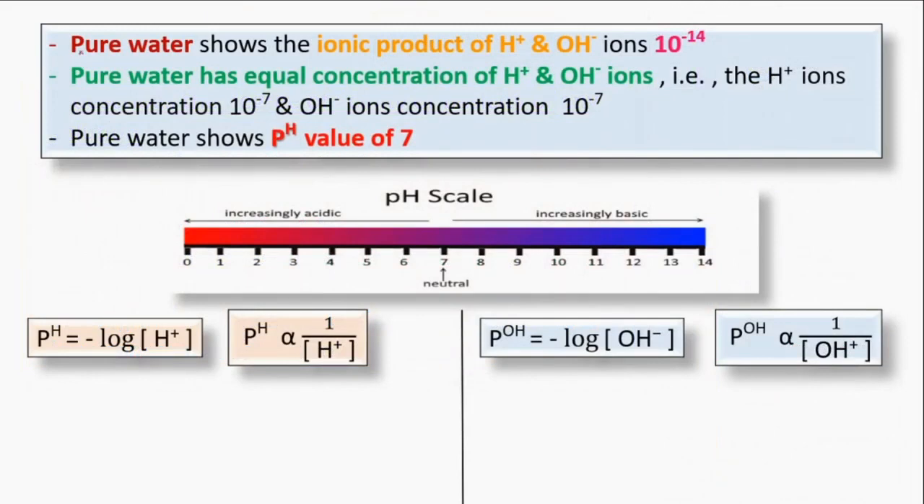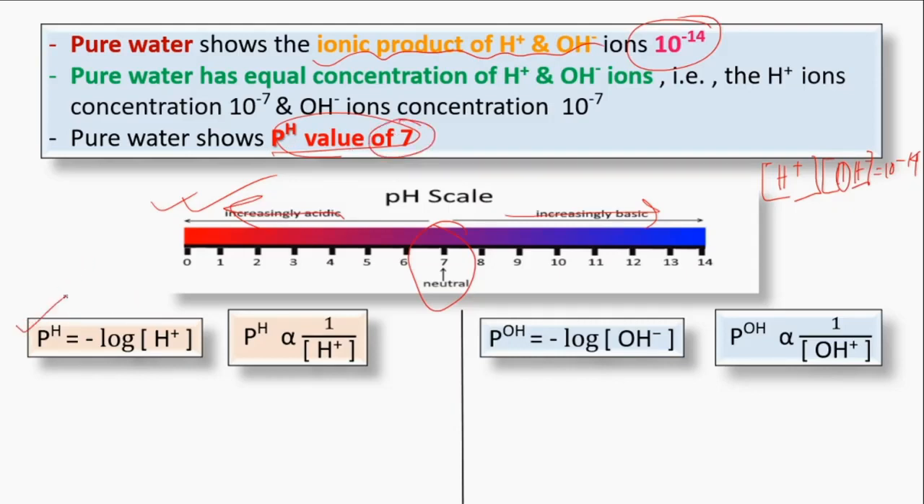As I have mentioned, pure water shows a pH of 7. As you can see in this pH scale as well, 7 is for neutral, one side is for basic, and the other is for acidic. Pure water shows an ionic product of hydrogen and hydroxyl ions, and this value is 10 to the power minus 14. That means the ionic product, the multiplication of the concentrations of the hydrogen ion and the hydroxyl ion, is 10 to the power minus 14, and the pH value of pure water is 7.